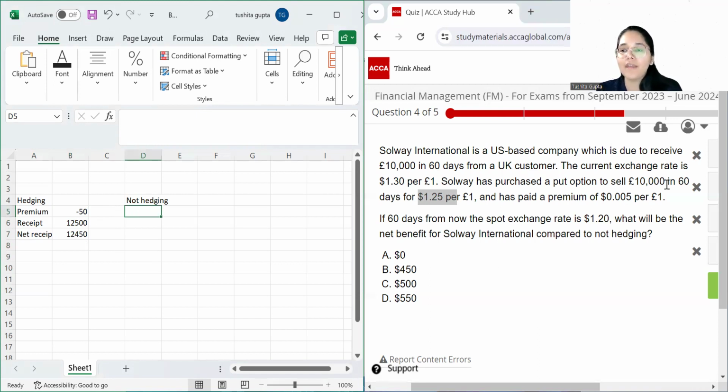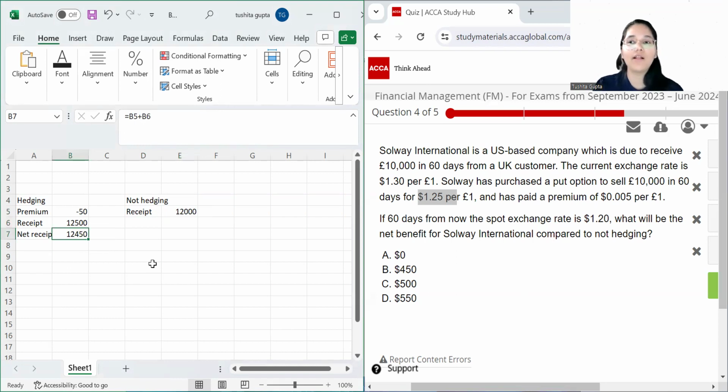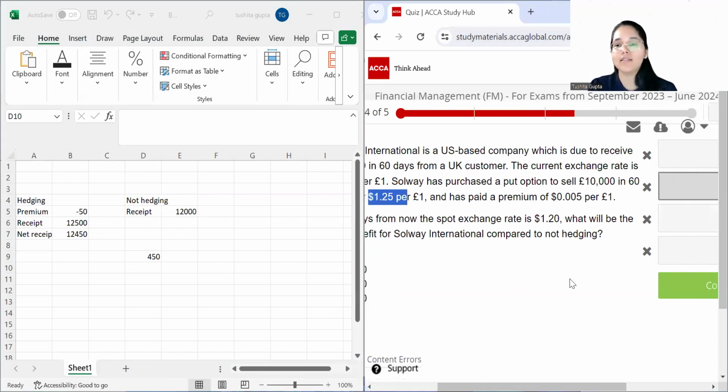Now let us assume a situation where we are not hedging. So if we are not hedging, whenever I receive these 10,000 pounds, I'm going to convert them in the spot market. So when I convert them in the spot market, how much is my receipt going to be? I have 10,000 pounds that I will receive and I will convert it in the spot market at 1.2. So I will get $12,000. So if I am hedging, my receipt is 12,450. If I do not hedge, if I do not do anything, then I get 12,000. So basically, if I do not hedge, I'm missing out on a benefit of the difference, which is 450. So 450 is your answer over here.